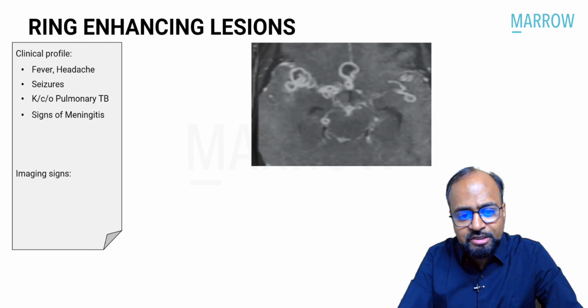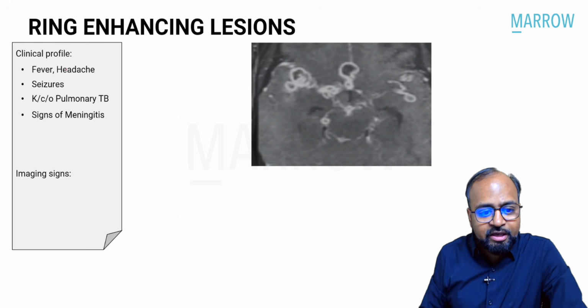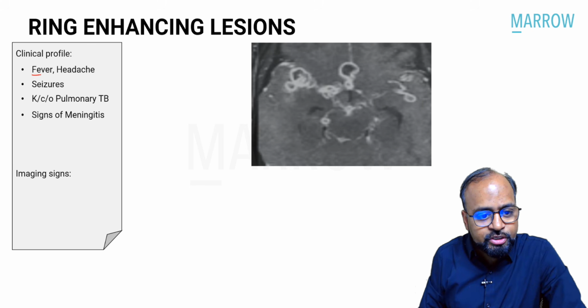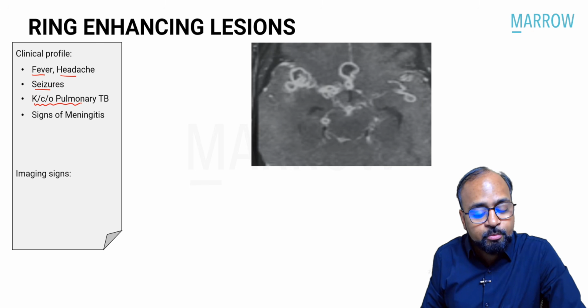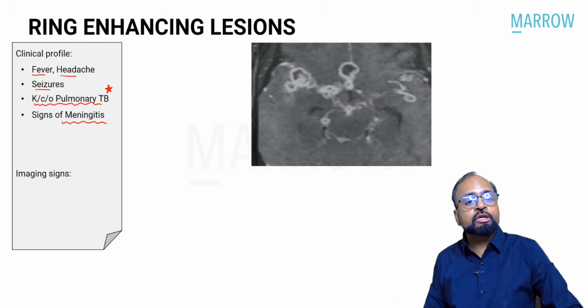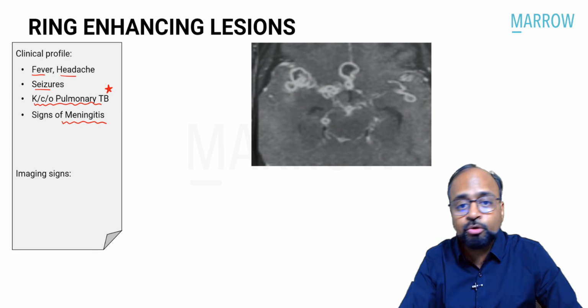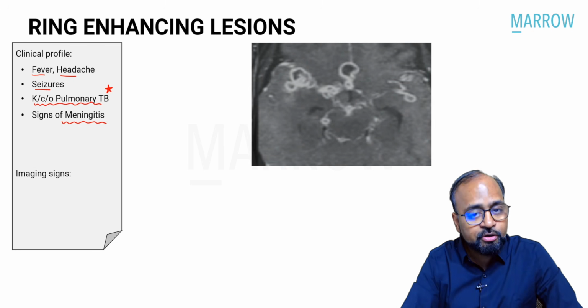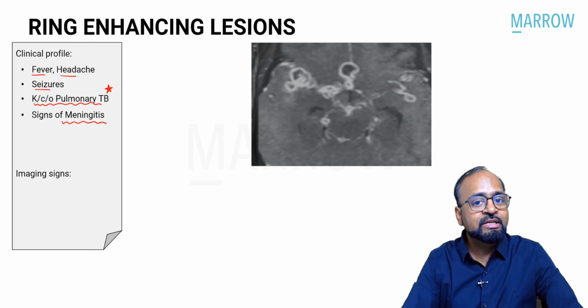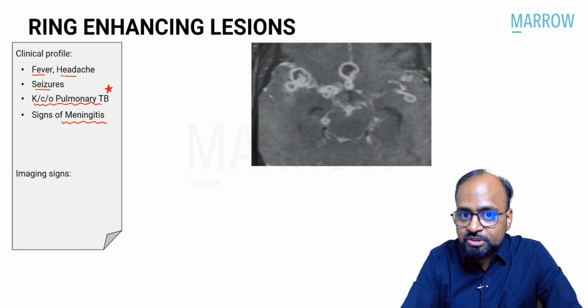So first, ring enhancing lesion. Look at the clinical profile carefully. There are signs of infection, so there is fever, headache, seizures. This is a known case of pulmonary TB. This is a very, very important clue. And there could be signs of meningitis. So in a known case of pulmonary TB, the infection could spread to the CNS, causing tubercular meningitis, or tubercular infection of the brain and the meninges. There are signs of meningitis which are present.